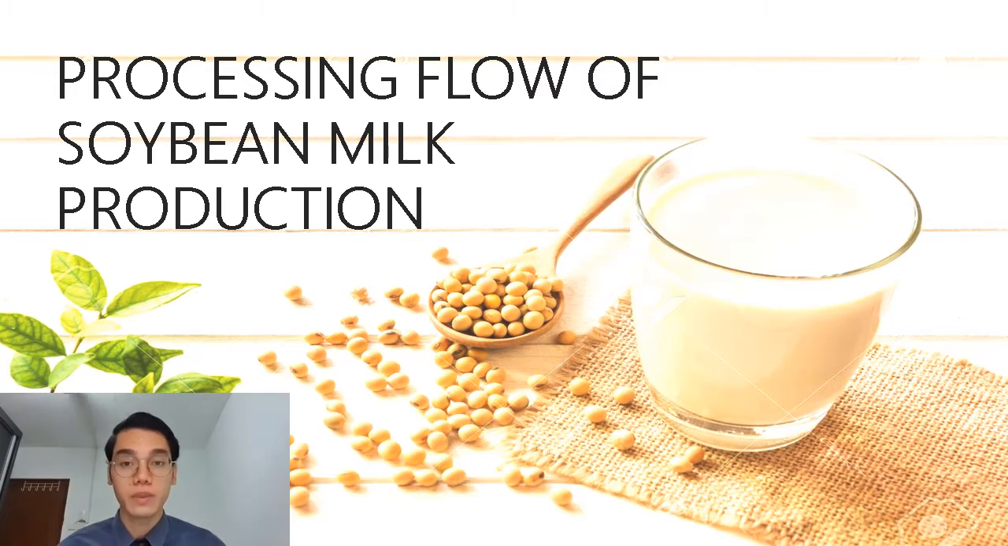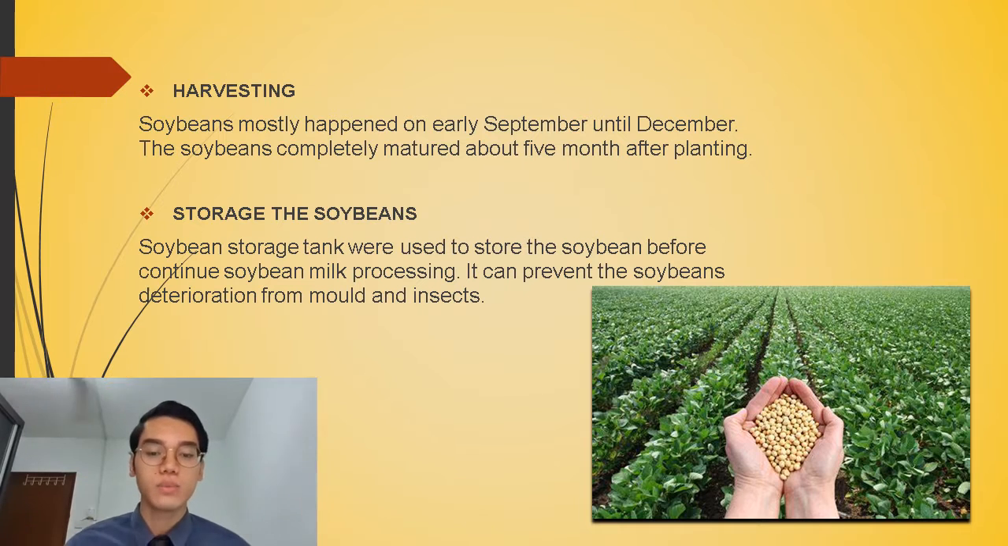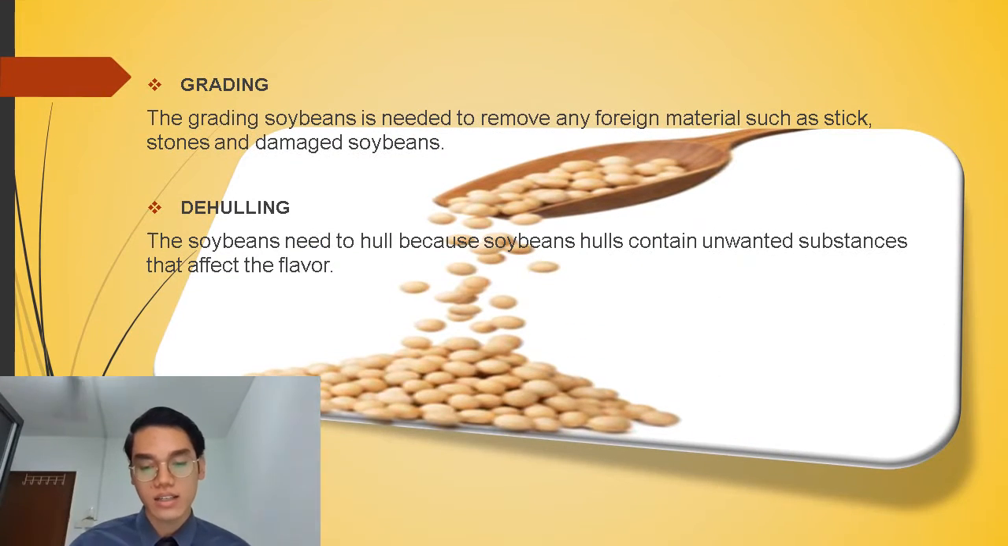Processing flow of soybean milk production. Usually the processing flow involves harvesting, where soybean is usually harvested in early September until December. Next is storage. Soybean is usually stored in a storage tank before continuing for processing. And next is grading. Grading soybeans is needed to remove any foreign substances or materials.